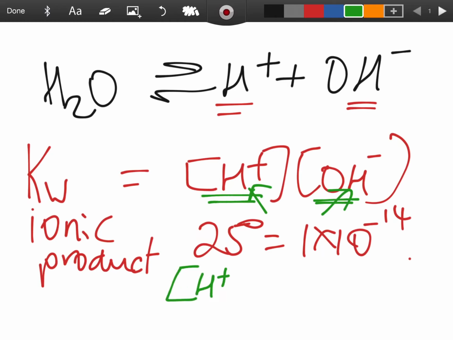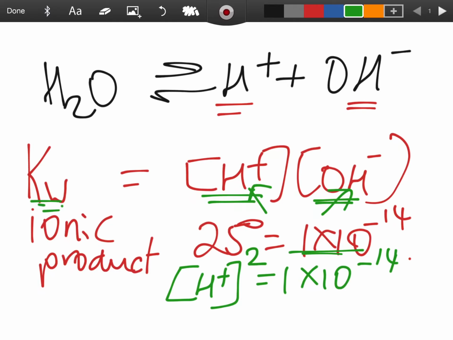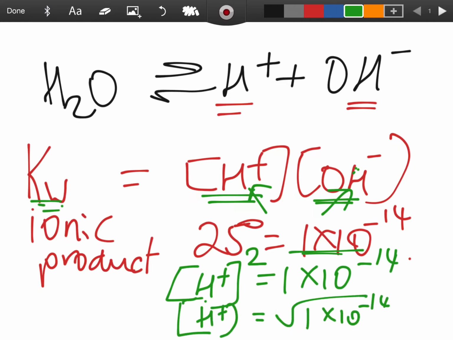So I can rewrite that expression as hydrogen ion concentration squared equals 1 by 10 to the power of minus 14, because that's what the Kw is, remember. So the Kw at 25 degrees is 1 by 10 to the minus 14. That is equal to hydrogen ion times OH minus ion concentration. But because what's inside the brackets is the same, I can rewrite that as hydrogen ion concentration squared. Now, to get rid of the square, I square root both sides, okay? So the square root of 1 by 10 to the minus 14 is the hydrogen ion concentration, all right?